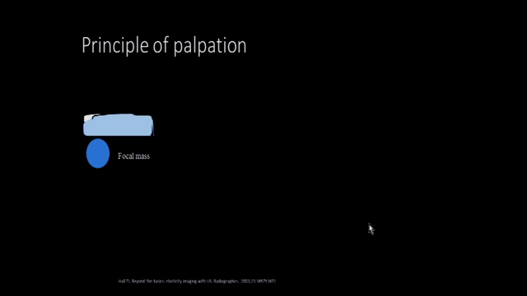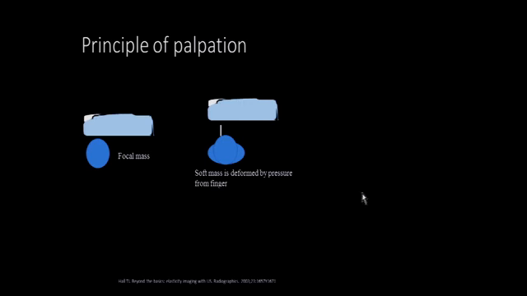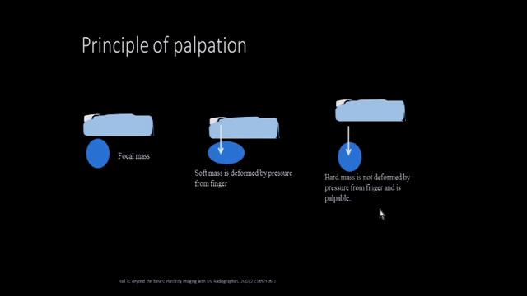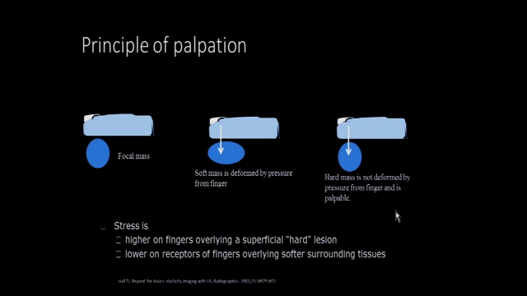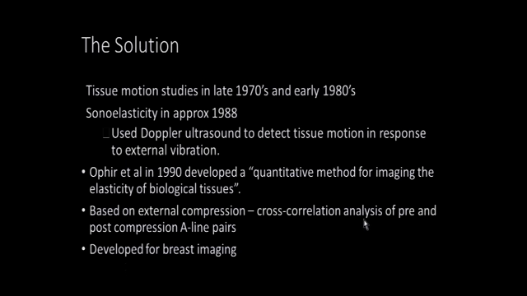So what's the principle of palpation? When you have a focal mass and you press on it, if the mass is soft, it gets deformed by pressure. But if the mass is hard, then it's not deformed by pressure and is palpable. So stress is basically higher on fingers when you're palpating something overlying a superficial and a hard lesion, and lower on the receptors when they're surrounding softer surrounding tissues as well.